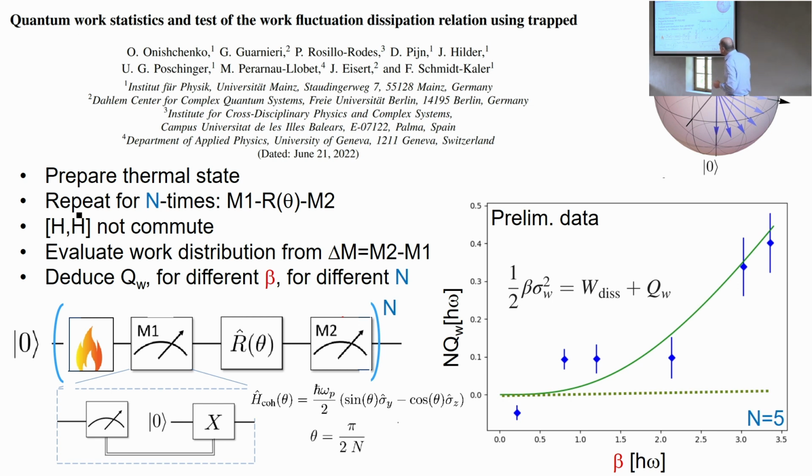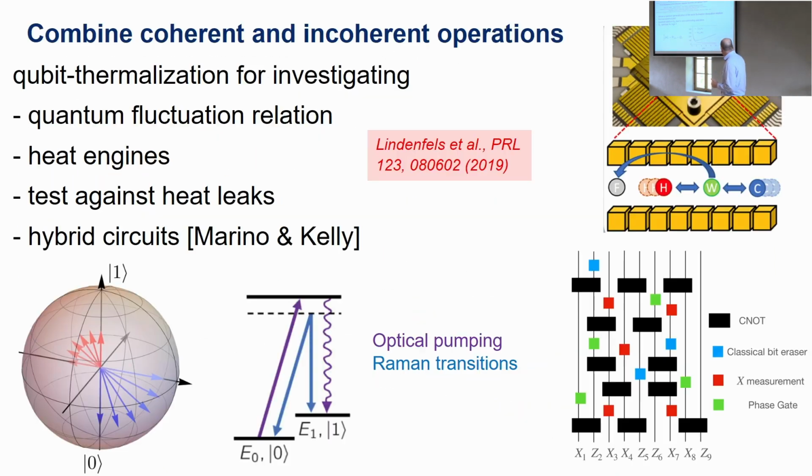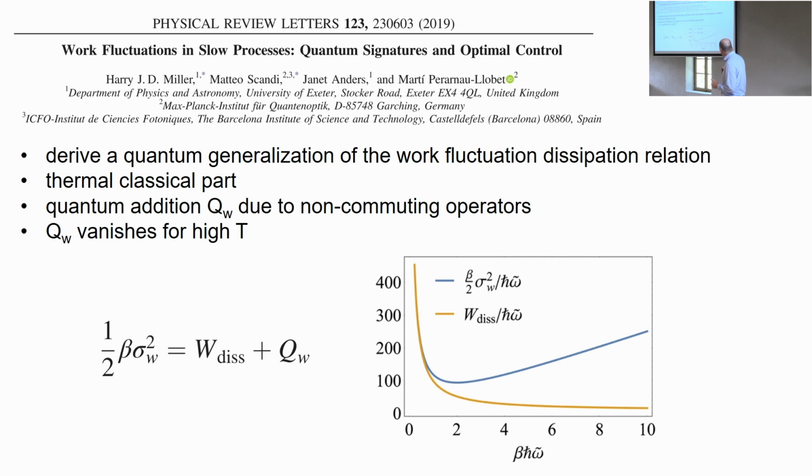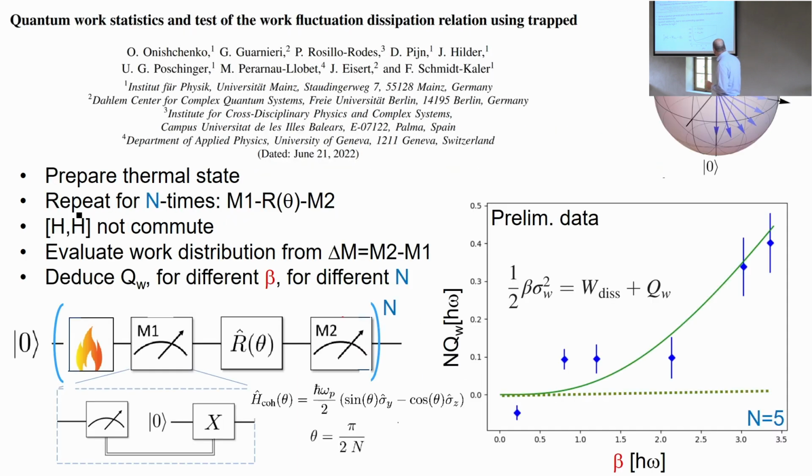The recipe is you prepare a thermal state to start with, because we know for low temperature it should show up. For high temperature, it should go to the classical limit here. Can I go back? No, only once. So for high temperature here, there is no difference, a very tiny difference, and only for low temperatures here it shows up.